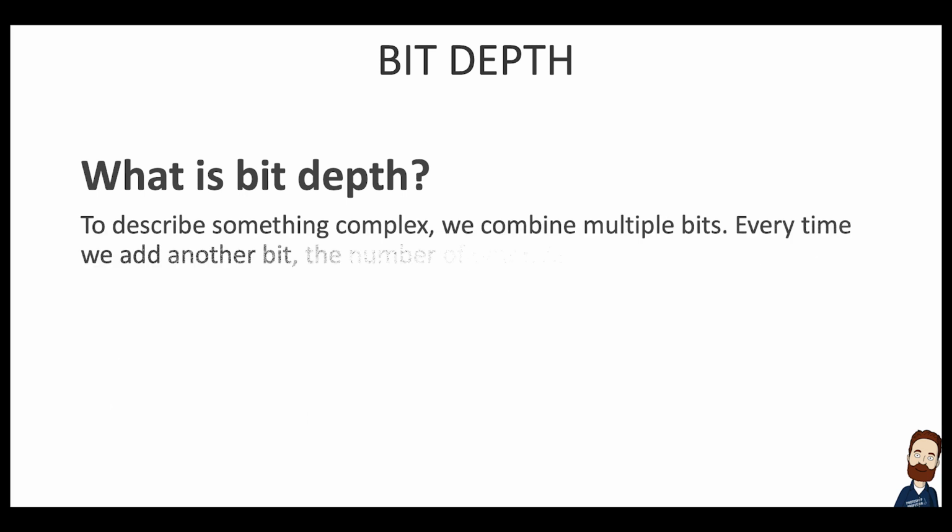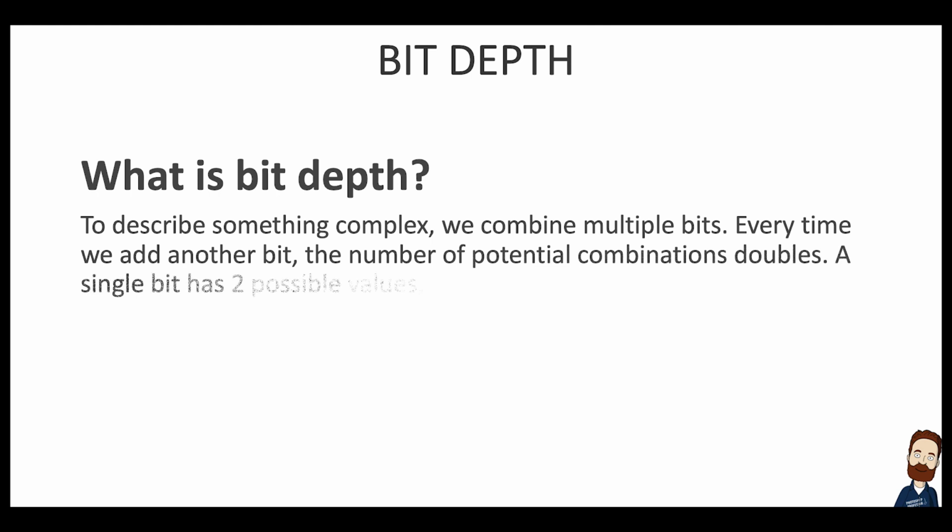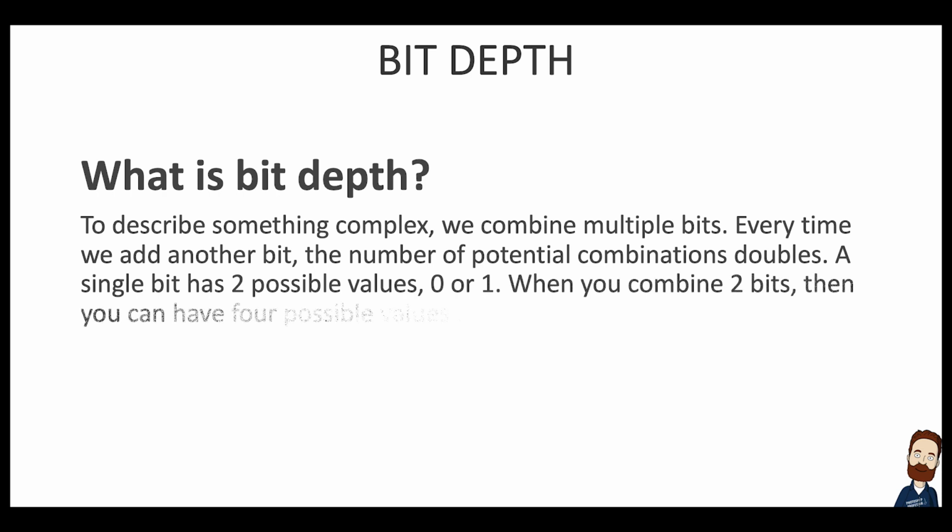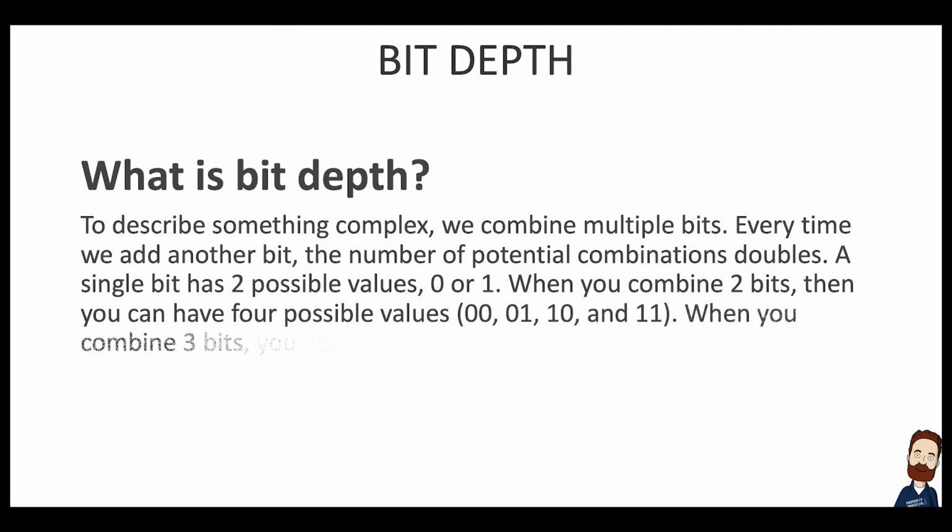So let's go deeper. To describe something complex, we combine multiple bits. Every time we add another bit, the number of potential combinations doubles. A single bit has 2 possible values, 0 or 1. When you combine 2 bits, then you can have 4 possible values. But it's not 0, 1, 2, 3, 4. It's 00, 01, 10, and 11.